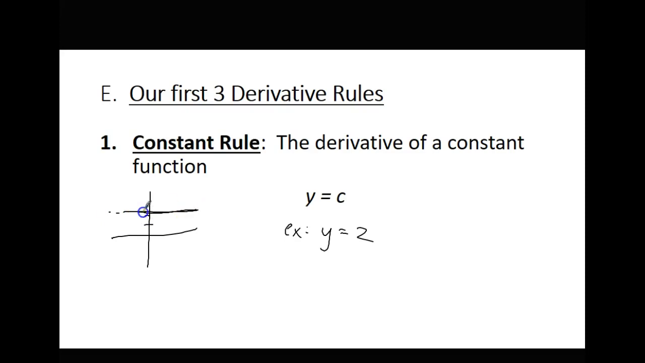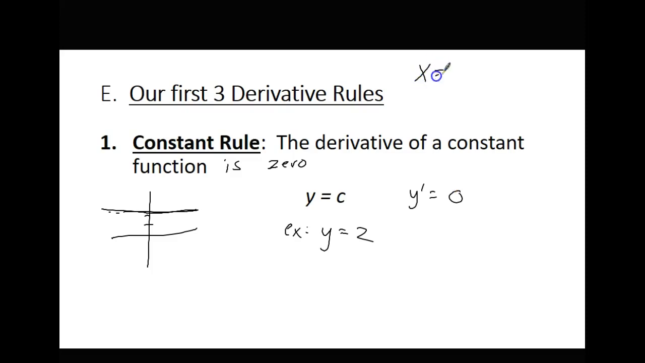It's a horizontal line, right? The derivative is an equation that tells you the slope at any point, correct? Well, what's the slope for that function everywhere you go? 0. So here's your rule. When you have just y equals a number, the derivative of a constant function is 0. Doesn't matter what it is. So if I told you y equals 3, then what's the derivative? Y prime equals 0. Doesn't matter what it is. So if c is a constant, the derivative is always 0.